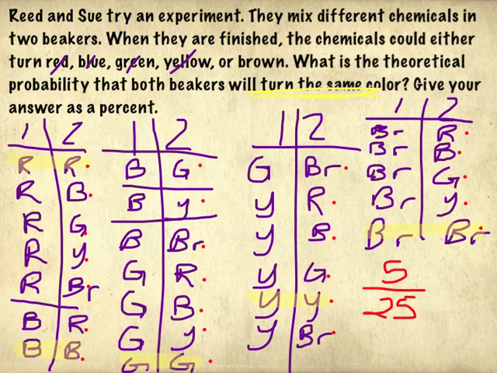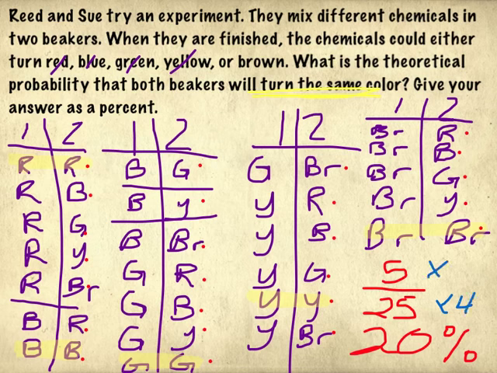To write that as a percent, I'm going to do 5 divided by 25 on my calculator, and I am going to find out that that gives me a probability of 20%. If you're really on the ball here, you may have also noticed that 25 times 4 is 100, and 5 times 4 is 20.